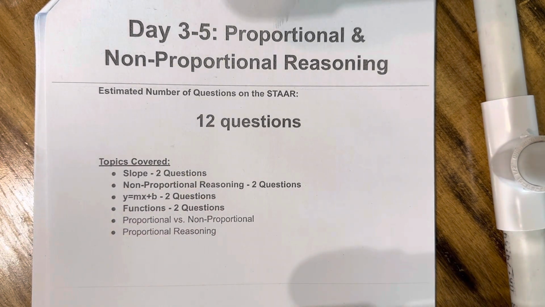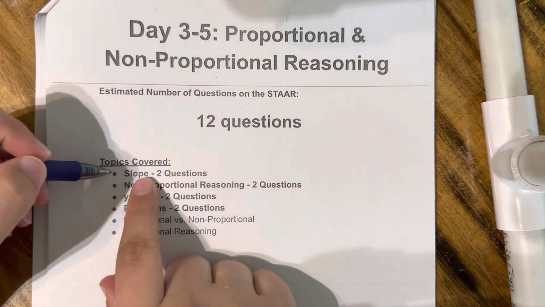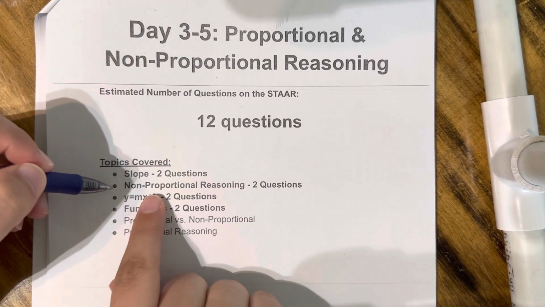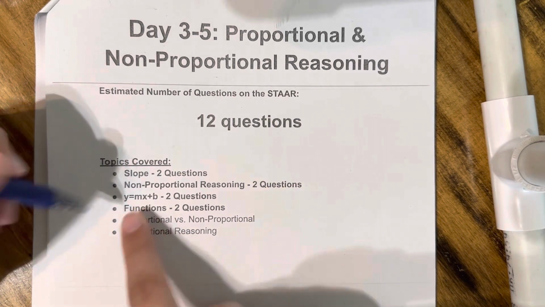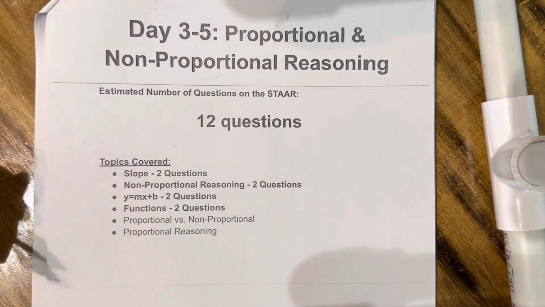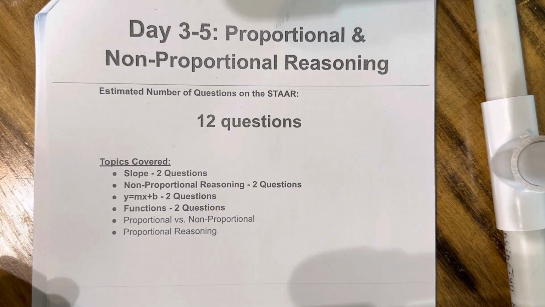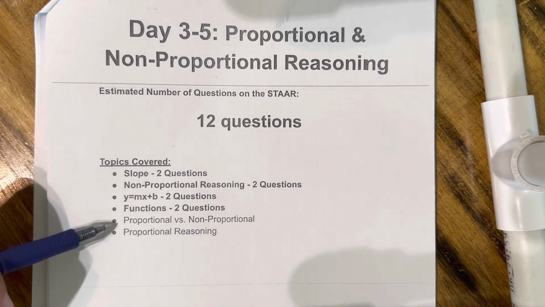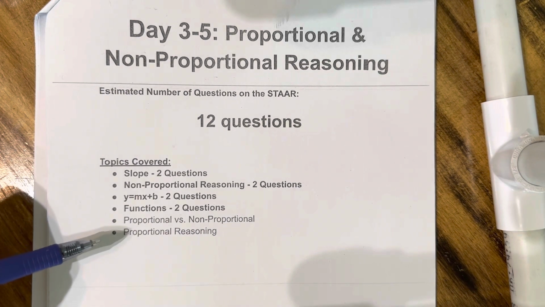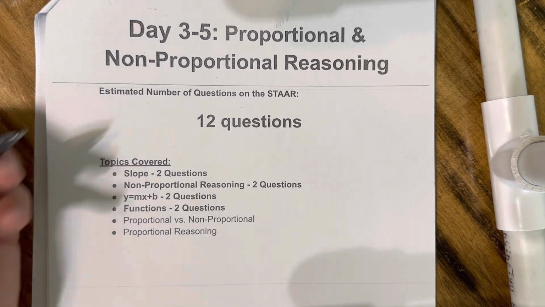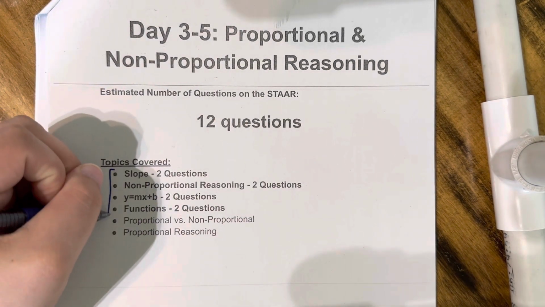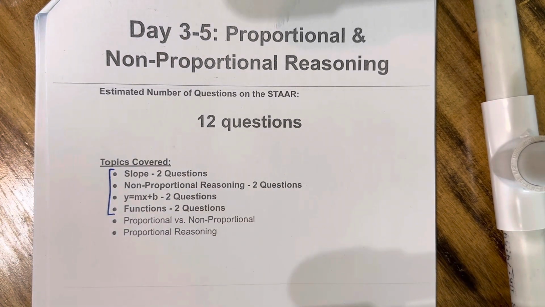The main topics within this category, we have slope, which is 2 questions, non-proportional reasoning, which will be 2 questions, y equals mx plus b, which will be 2 questions, and then functions will also be 2 questions. And then there could also be a question over identifying proportional or non-proportional relationships or proportional reasoning. But the biggest things that we need to know are these 4 right here within this topic.